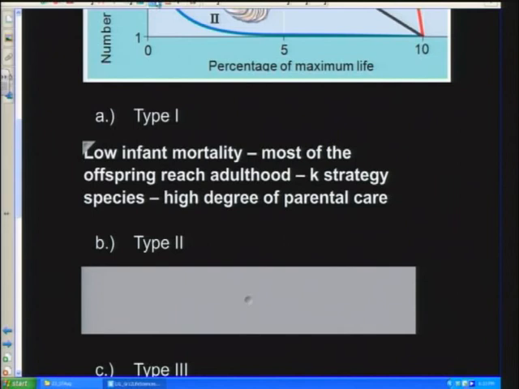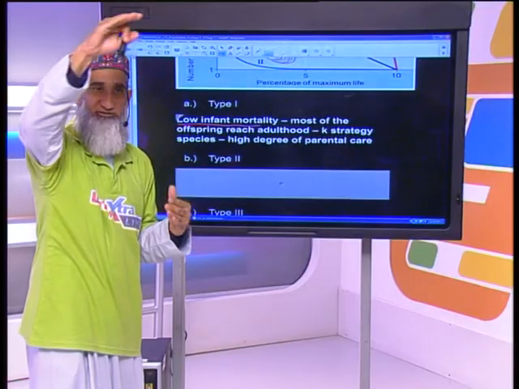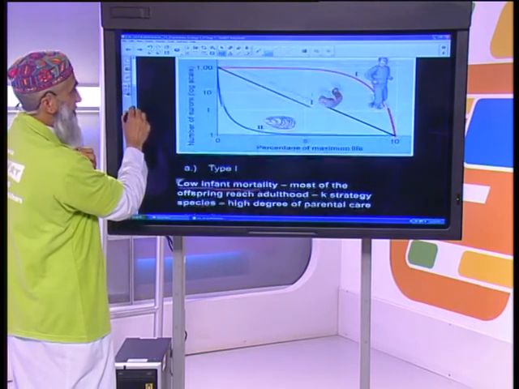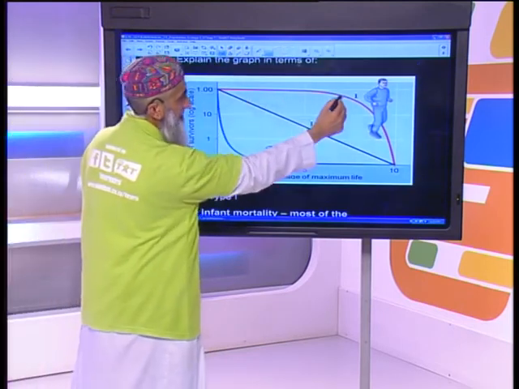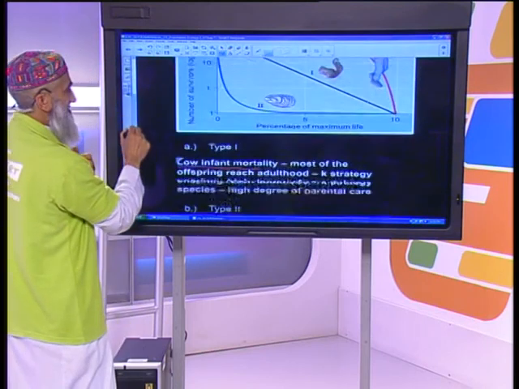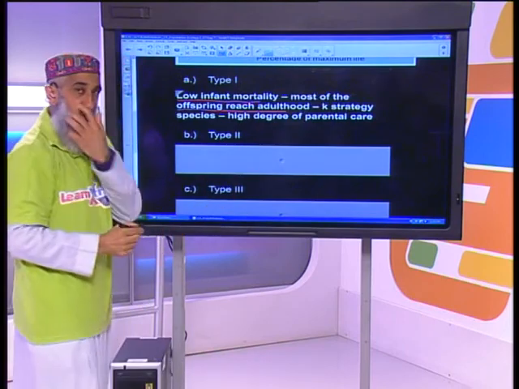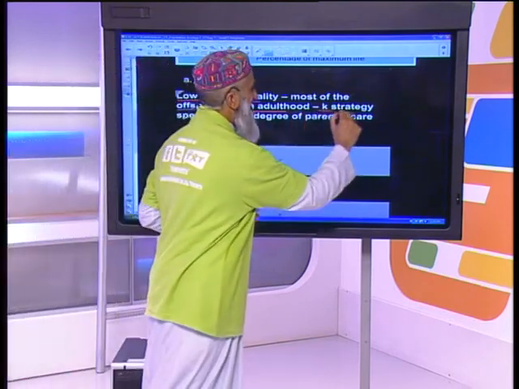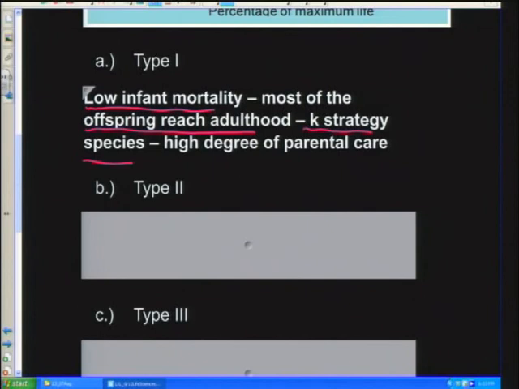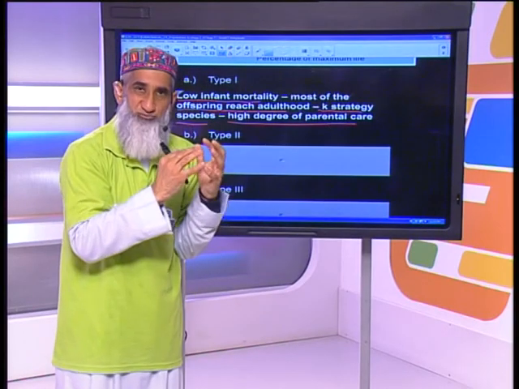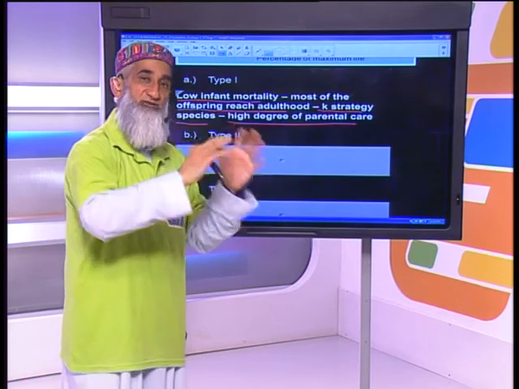Sure. Right. The first one, there's a low infant mortality. Not many of the young are dying because the graph was going straight across. Go back. Why must I make you imagine when it's here? There you go. They're not dying there. They're surviving. Most of the offspring reach adulthood. Why? Because these are K strategy species. They have a high degree of parental care. High degree parental care means that they have few offspring, but the offspring that they have will survive to adulthood.